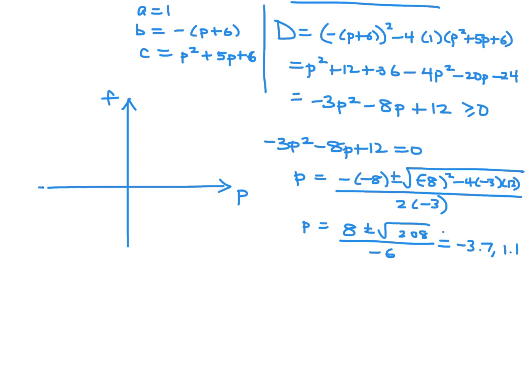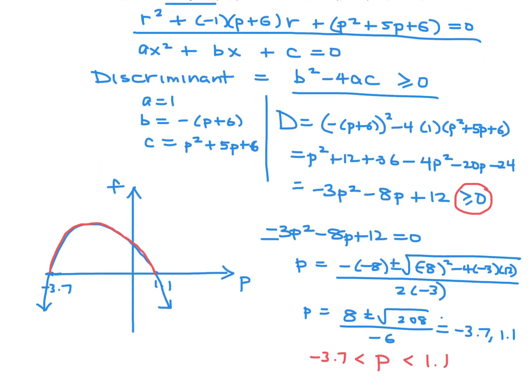So that means that if this is, say, 1.1 and this is minus 3.7 right here, then it kind of behaves like this. That's the parabola, because the parabola is going to open down because there is a negative in front of that p squared. So what we are interested in is really this region right here. When is that parabola greater than 0? And it's between that region. So it's basically between 1.1 and minus 3.7.